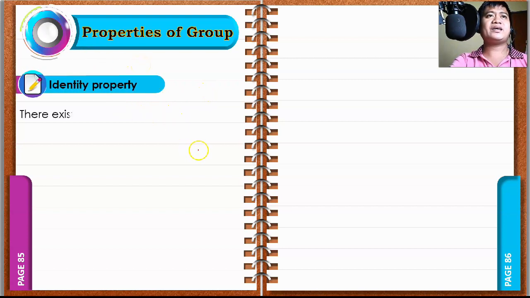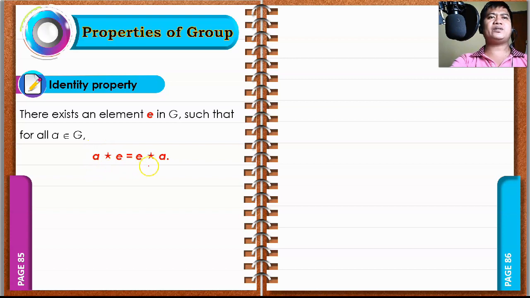Another property of the group is the identity property. So there exists an element E such that for all A element of G, A star E is equal to E star A, which is A. In other words, it is an identity element. For example, in addition, the identity element is 0, because if we add 0 to any number, the result is that same number. For example, 2 plus 0 is equivalent to 0 plus 2, and the answer is 2, which is an element of the integers. So in addition of integers, 0 is the identity element.